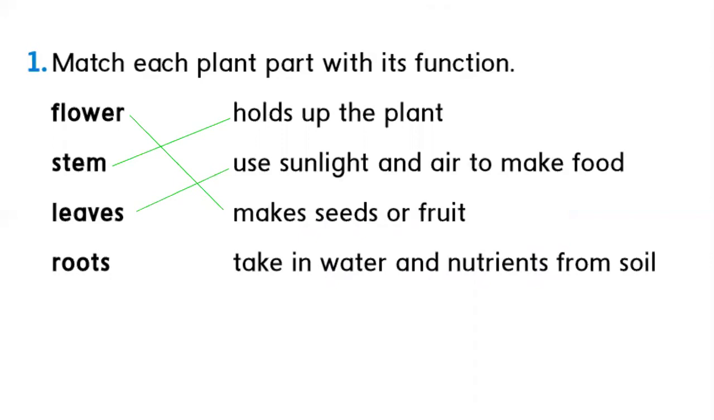Leaves use sunlight and air to make food. When the sun hits the leaves, that helps the plant get energy and it helps it create food. And also that's how it breathes, through its leaves. And roots. Roots are in the ground, and when it rains and the ground gets wet, the roots drink up all that water in the dirt, and it helps keep the plant alive. Because remember, living things need water.